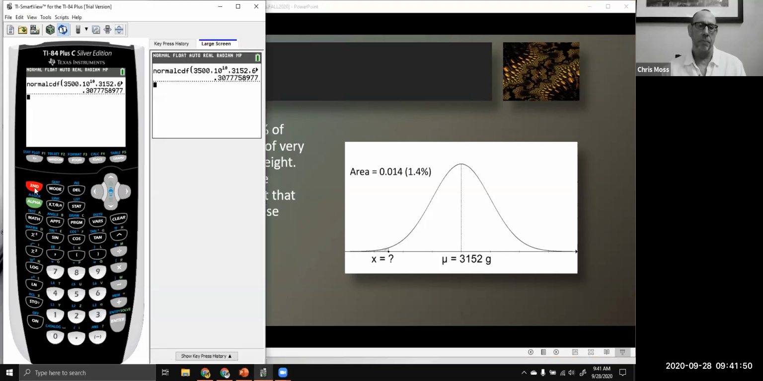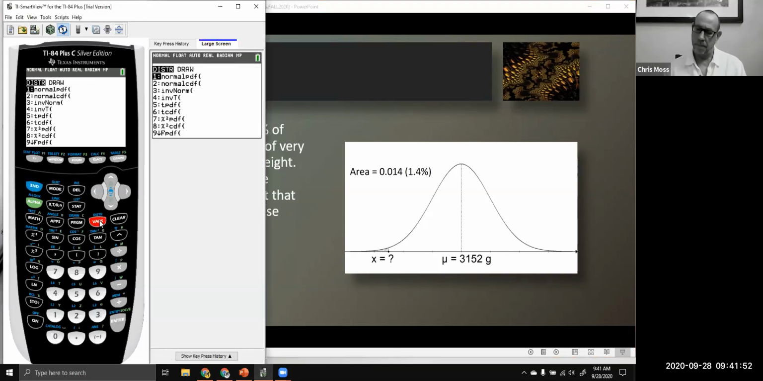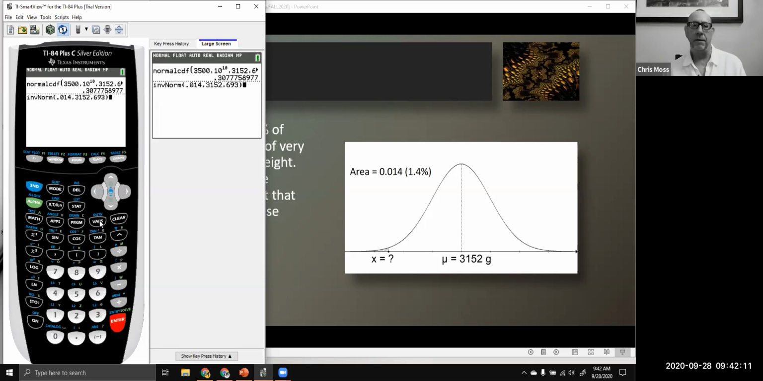Over here, the area, 0.014. The mean, 3,152 grams. 693 grams is the standard deviation. Plug that in. And there we go.